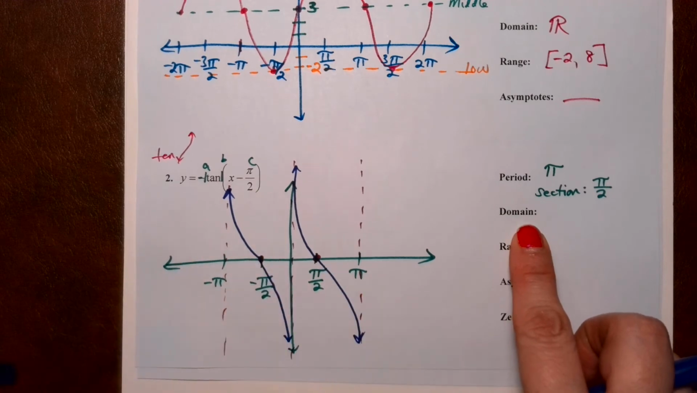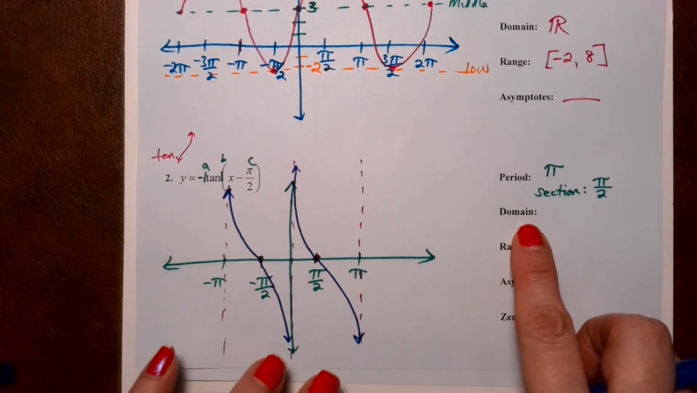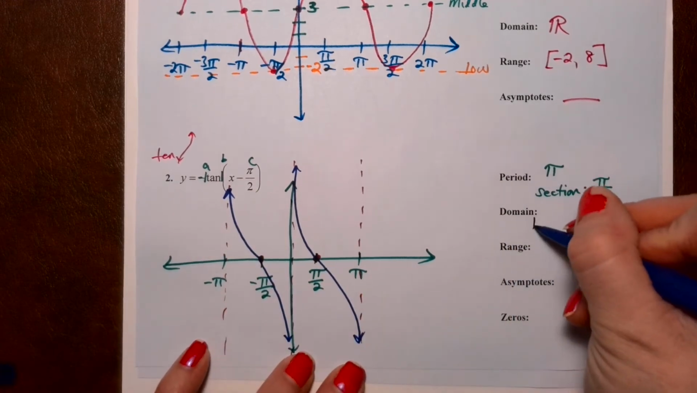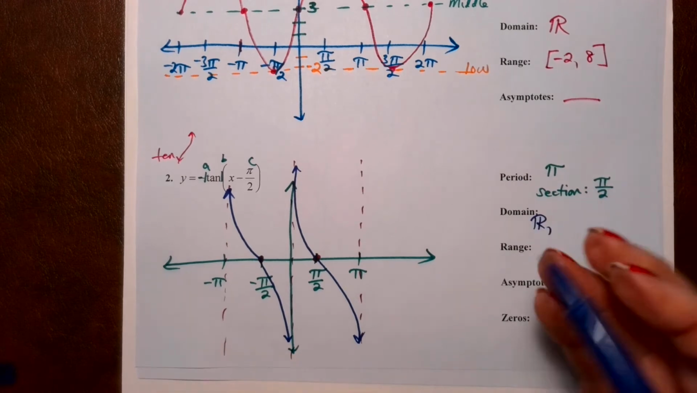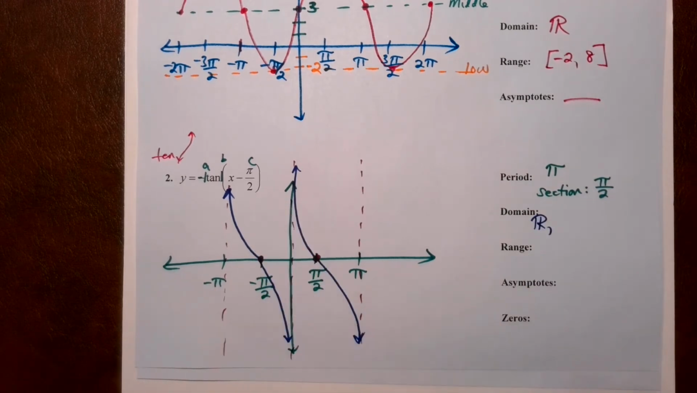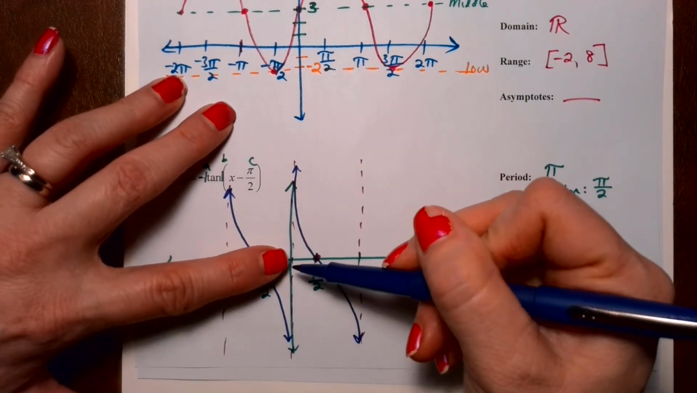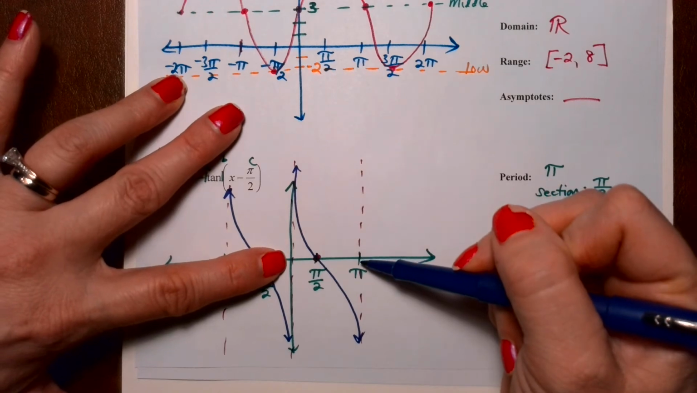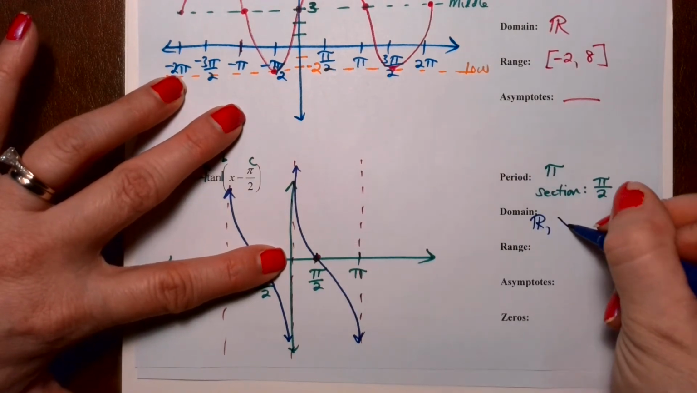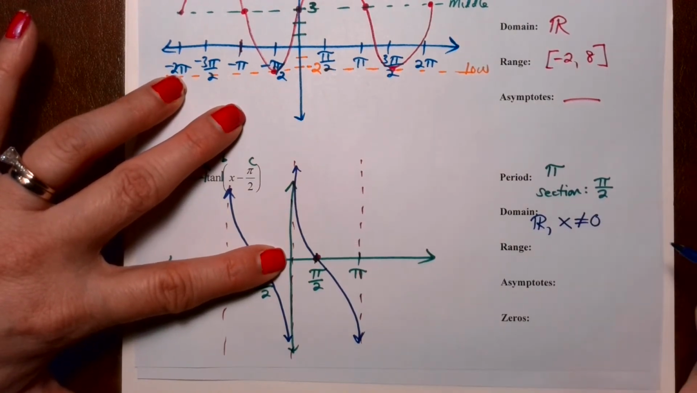Domain for tangent. There are clearly a lot of breaks. It's all reals except where is the first break in the graph? You look at the x-axis. If it happens at 0, great. If not, you go to the positive one. So we do have one at 0. There is no graph at 0.